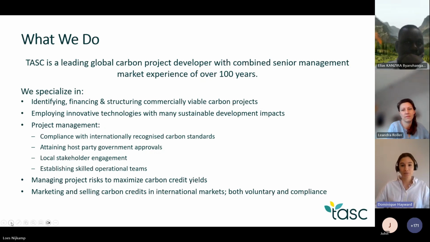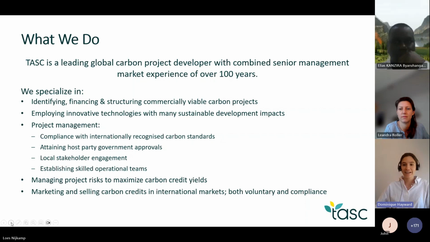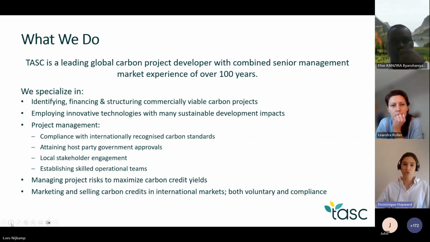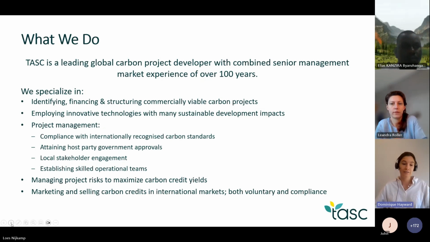In fact, our directors started the first cook stove carbon project in sub-Saharan Africa under the CDM, or the Clean Development Mechanism. And this was in Zambia. And now, fast forward to present, we've distributed over 1 million devices, be it cook stoves or safe water systems. We have over 250,000 hectares under management, and we've issued more than 2 million credits.